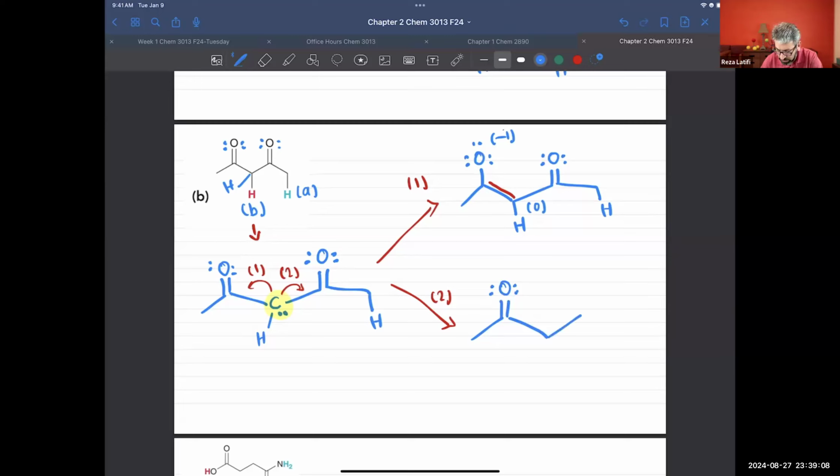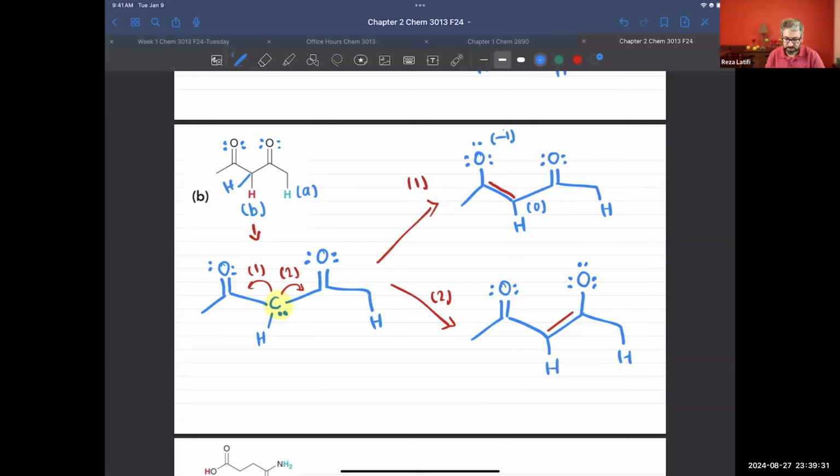So the double bond will be there. And now we have oxygen attached to carbon through a single bond, so oxygen will have 3 lone pairs. And then we have carbon that's attached to hydrogen. Where is the double bond? The double bond is going to be here. Of course, you have hydrogen there.